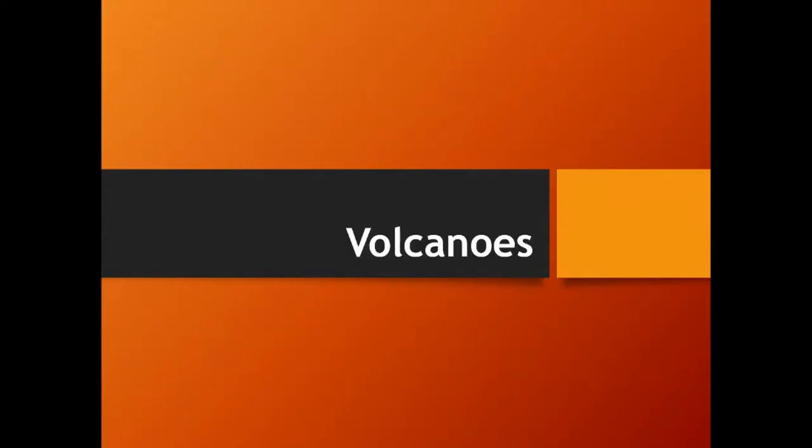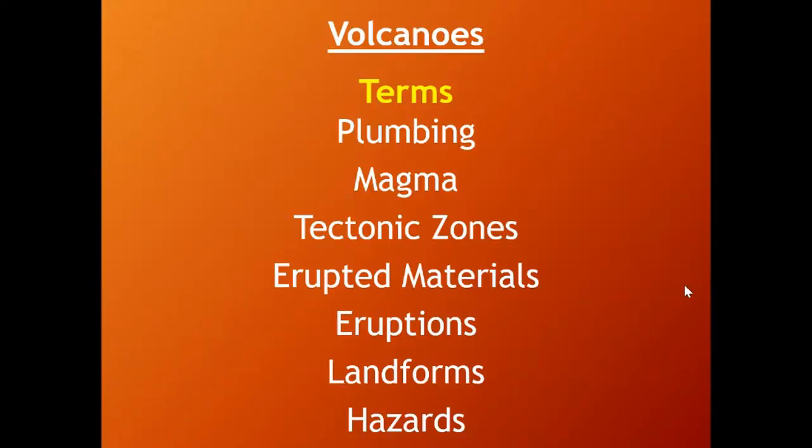Volcanoes. Let's talk about them. With our discussion of volcanoes, we're going to talk about the general terms involved with volcanoes. We're going to look at the plumbing underground to create these volcanoes. We're going to discuss specifically the magma involved, because there are different types of magma and different types of volcanic environments. And then we're going to talk about those volcanic environments, specifically the tectonic zones that produce volcanic eruptions.